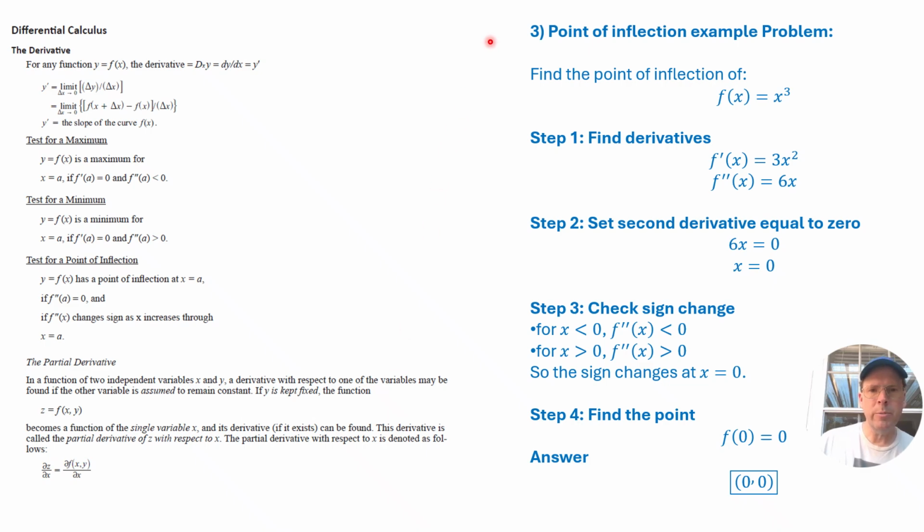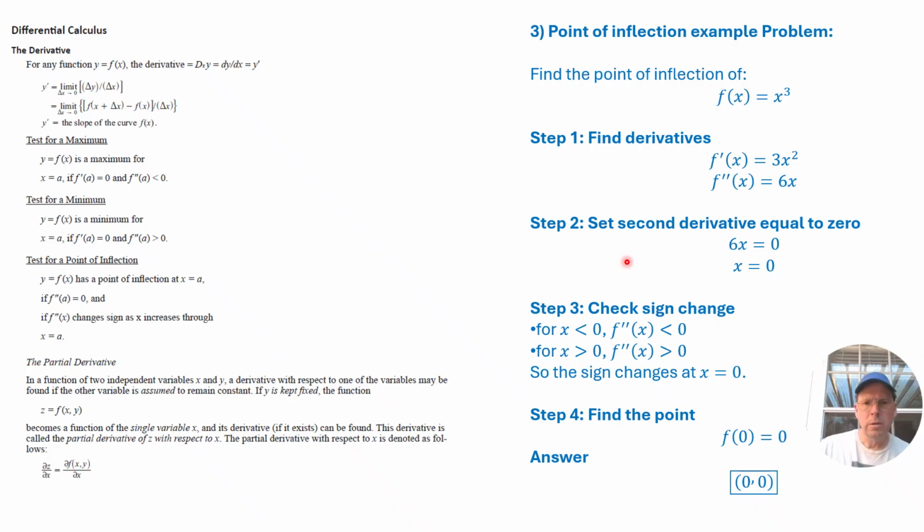Okay, let's do a point of inflection example, since they do test for a point of inflection here. So let's say find the point of inflection of this equation here. Find the derivatives: the first derivative is 3x squared, the second derivative is just 6x. Set the second derivative equal to 0, like they say here. So x is equal to 0.